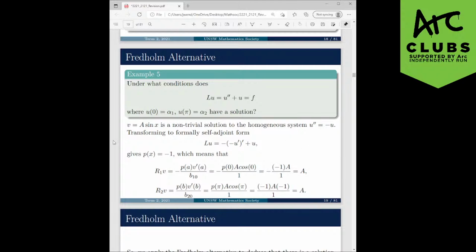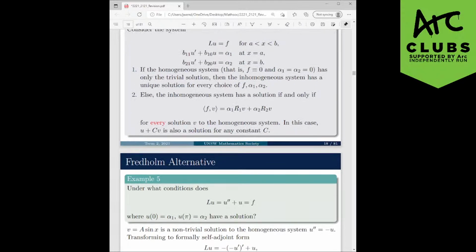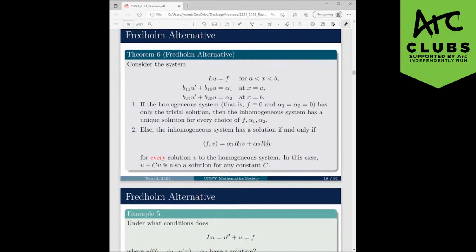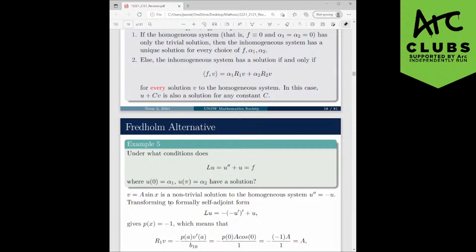You repeat the same process for R2v, except this time it's at that upper bound where b is equal to pi. But same maneuvers, there's no negative here, and your B20 so happens to also be 1. You can see the coefficient of u of pi is just 1. So go ahead, sub all of that in, and it's equal to capital A again. So you found the R1v, the R2v necessary for this second part of Fredholm's alternative. You know what alpha 1 and alpha 2 are. Well, you don't know what they are, but the question called them alpha 1 and alpha 2, so that's it. You treat them as alpha 1 and alpha 2 if the question called them that.